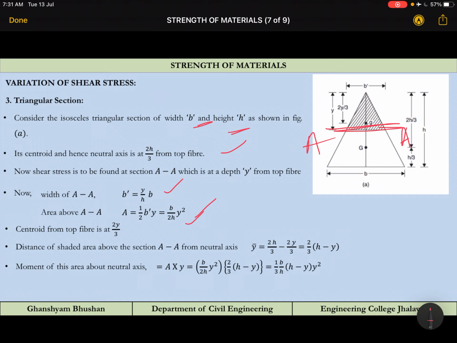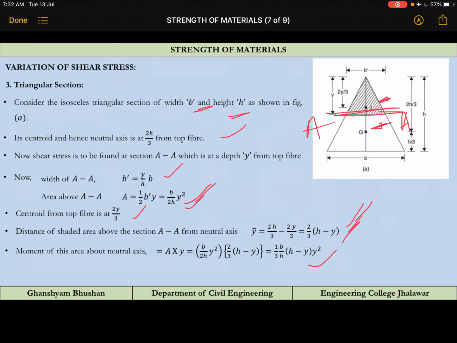Now the centroid from the top will be how much? 2y by 3. So the distance of centroid, that is the distance of this g from this capital G, will be how much? 2h by 3 minus 2y by 3, that is 2 by 3 (h minus y). That is okay. Now area is there, and the distance of centroid from the neutral axis is here. So the moment of this area about neutral axis will be A into y bar. Put all the values, you will get 1 by 3 b by h (h minus y) into y square.